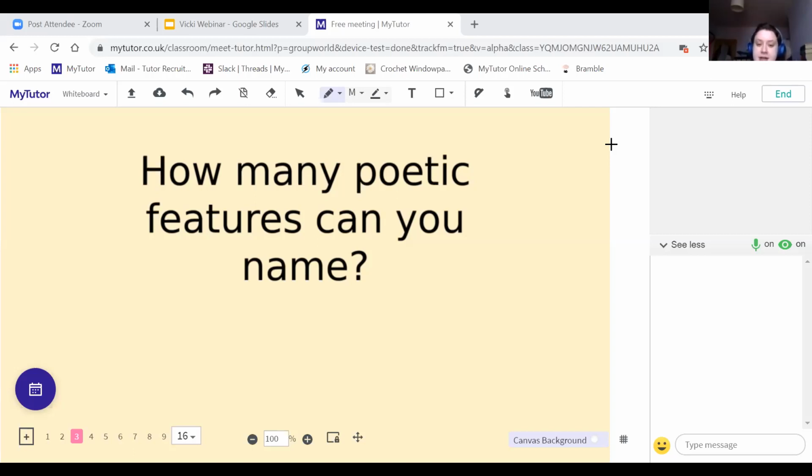Stanzas, yeah, absolutely, so that's something specific to poetry. Emotive language, yep, so you will find that in poetry, but sort of that's more of a general one. And couplets, yeah, absolutely. Hidden meanings, yeah, absolutely. I don't think you guys have popped up anything that I haven't got already, so that is good.